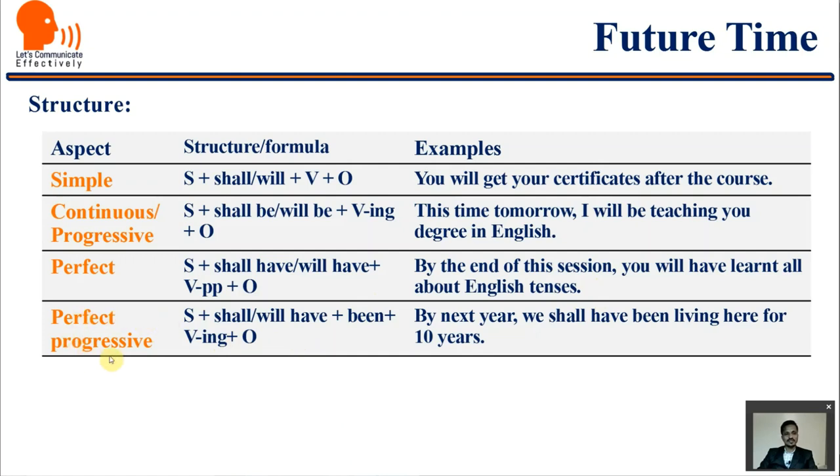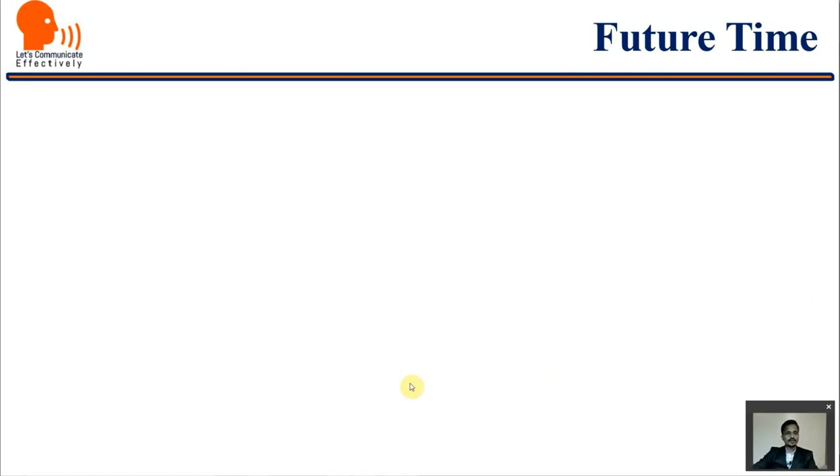Perfect progressive: subject, shall, will have, been, verb ing plus object. Now, this tense is less used. It is not used more because the work is done by either simple or the continuous present tense. So, it is a less used aspect of future time. By next year, we shall have been living here for 10 years. So, it looks a bit complicated, and the longer, this tense is less used. Let's move ahead and see the uses now.